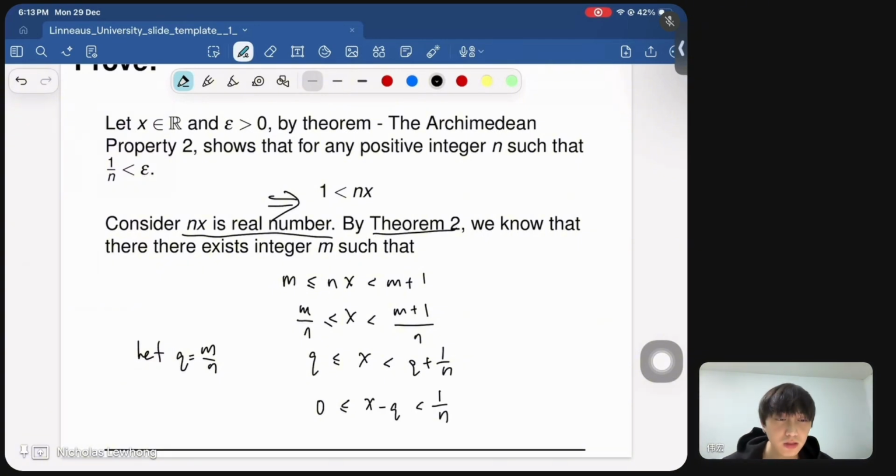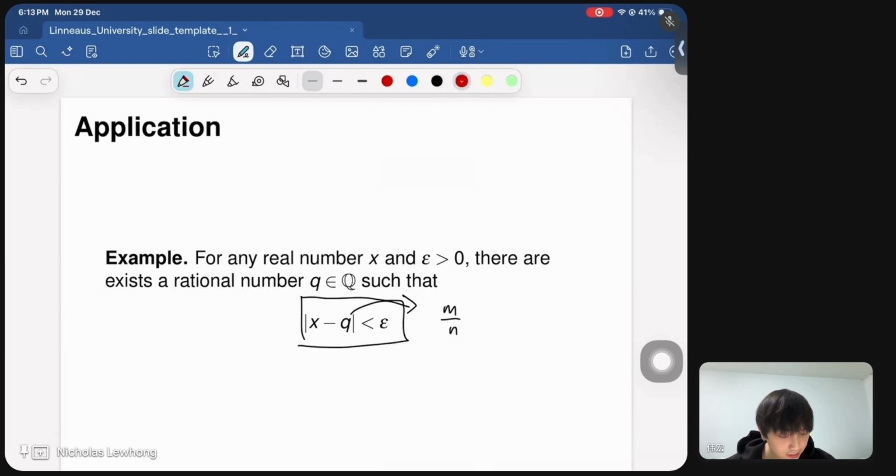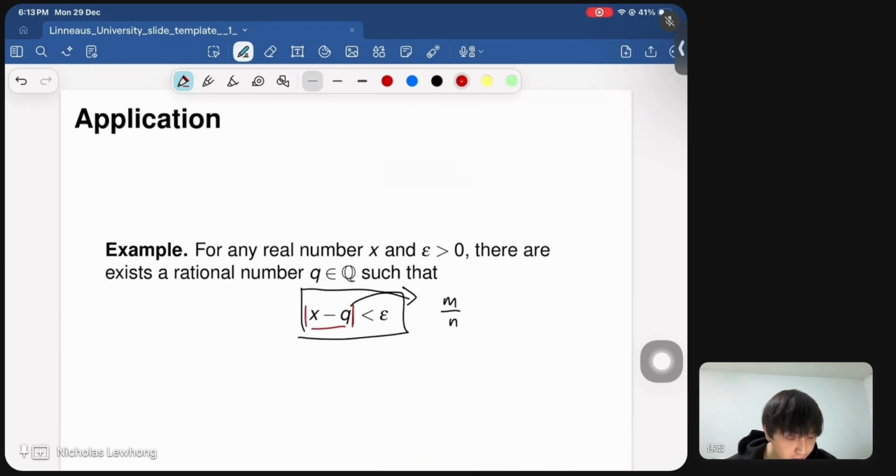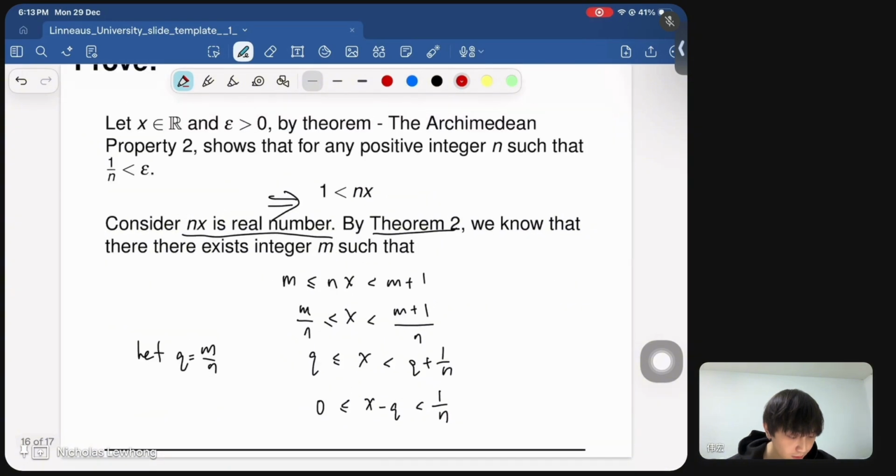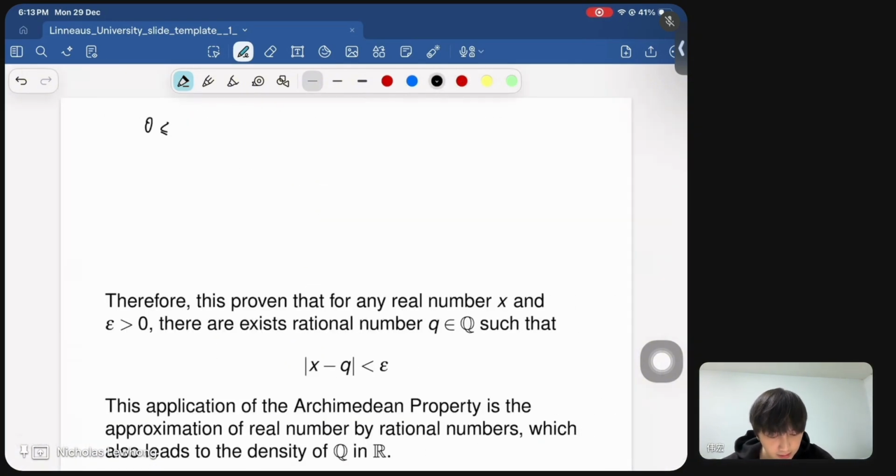Why do we do this? Because from here, we know that we have an absolute value. So we need to put the x minus q inside, in the middle. So now we know that. So just now we write this. We need the absolute value of x minus q. So let's take the absolute value, and we will get this, which makes sense.